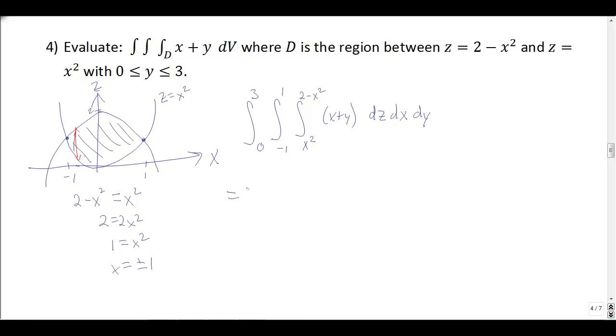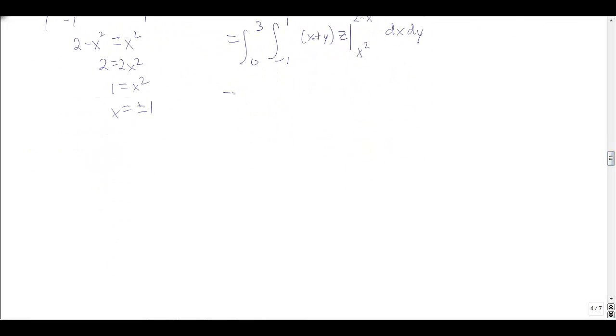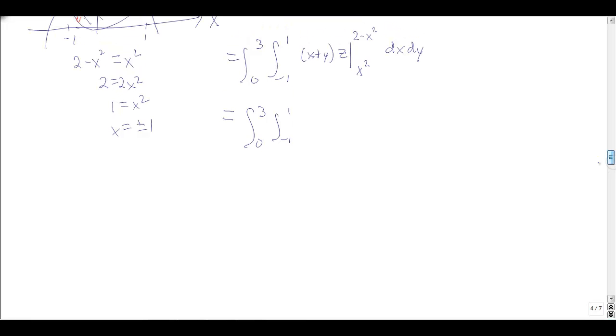So first integral, we're going to integrate x plus y with respect to z. Well, that's just x plus y times z. And z will go from x squared up to 2 minus x squared. I have a dx dy integral. So I have an integral 0 to 3, integral negative 1 to 1. We're going to get, let's move this up here, so I'll get x plus y times 2 minus x squared minus x plus y times x squared.